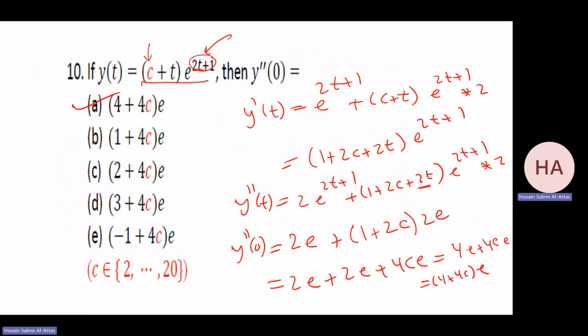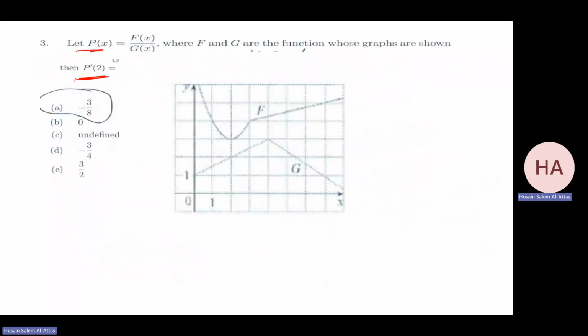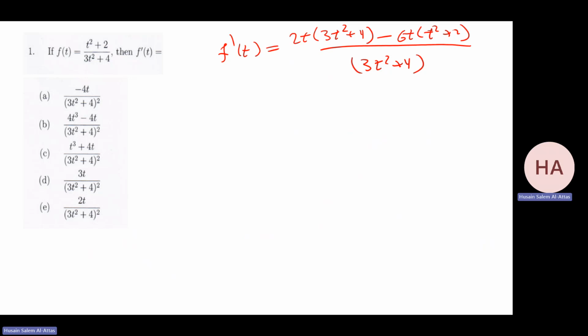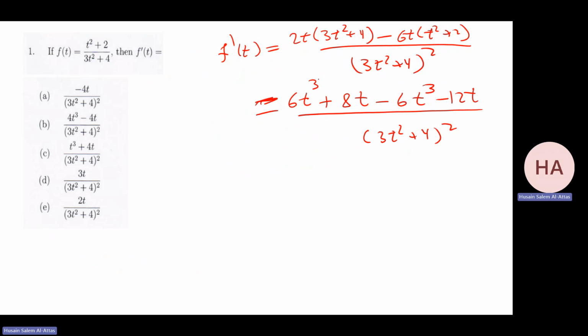But this is easier. He's asking about p prime at 2. He call it h or p. Who cares? So the same function, everything is the same. F of t equal this, find f prime. How to do the derivative? Quotient rule, f prime of t, 2t times 3t squared plus 4 minus 6t, 3t squared plus 2 over 3t squared plus 4 all squared. So what we have there, 6t cubed plus 8t minus 6t cubed minus 12t over 3t squared plus 4 squared. Cancelled, have minus 4t over 3t squared plus 4 all squared.